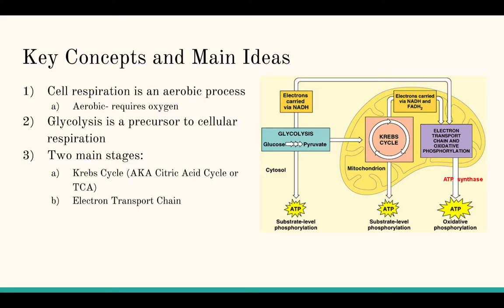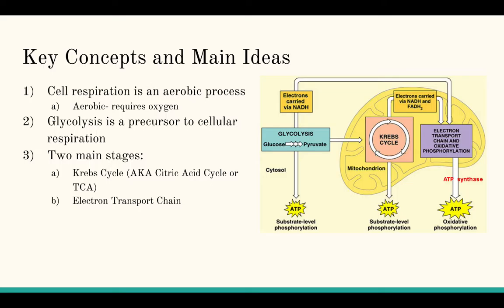Now, this can get a little confusing, this next concept, so I want to make sure that you're understanding it. So if you need to rewind this section and listen to it again to be sure you get it, please do so. Glycolysis is a precursor to cellular respiration. It is not a step of cellular respiration. Cellular respiration has 2 stages, Krebs cycle and the electron transport chain.